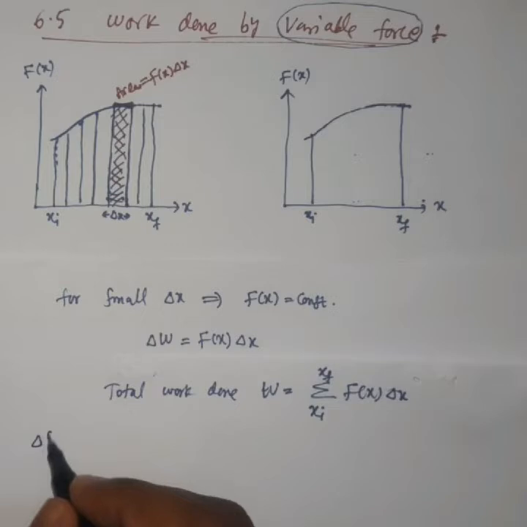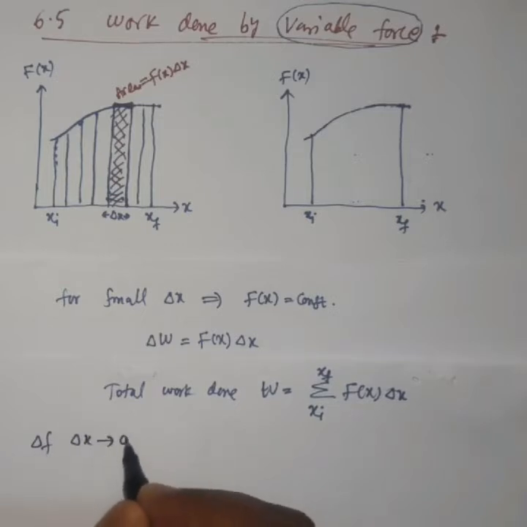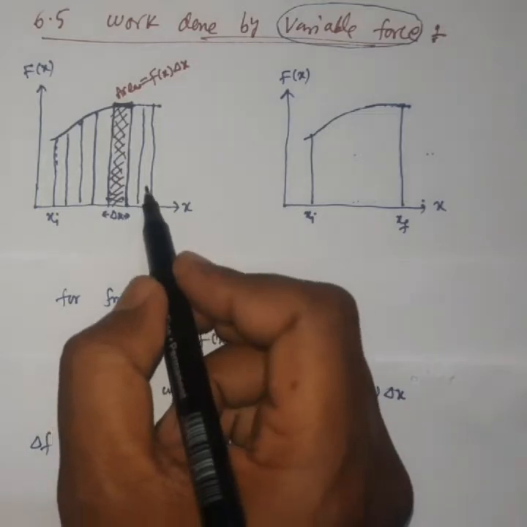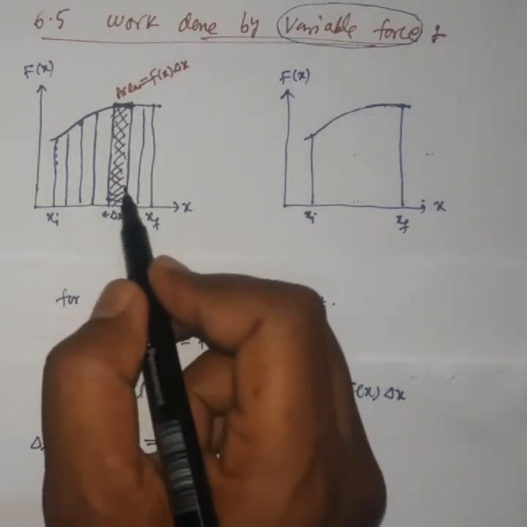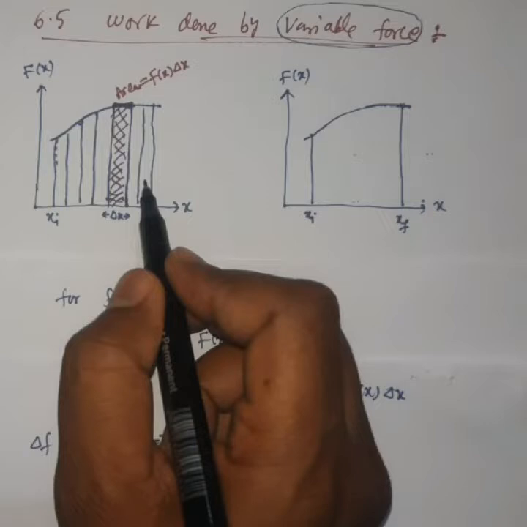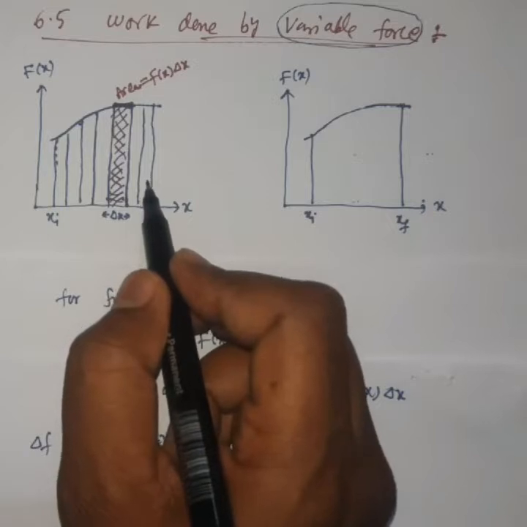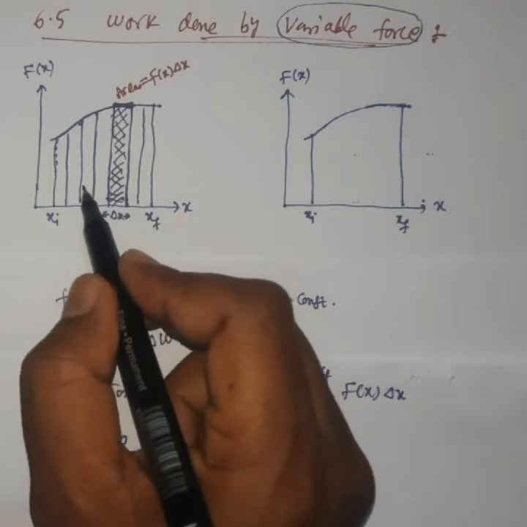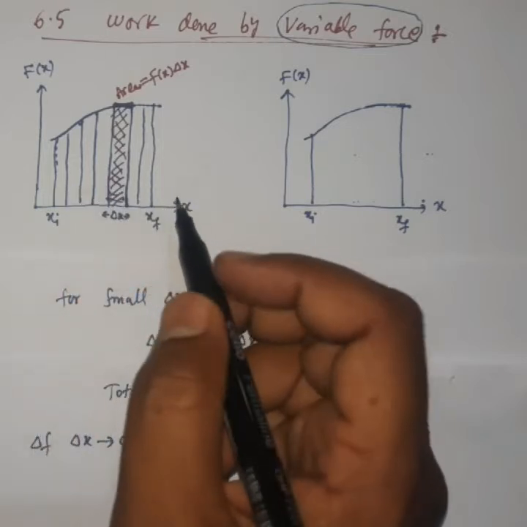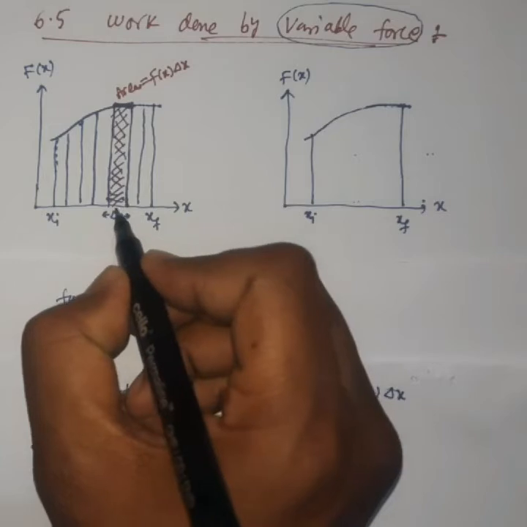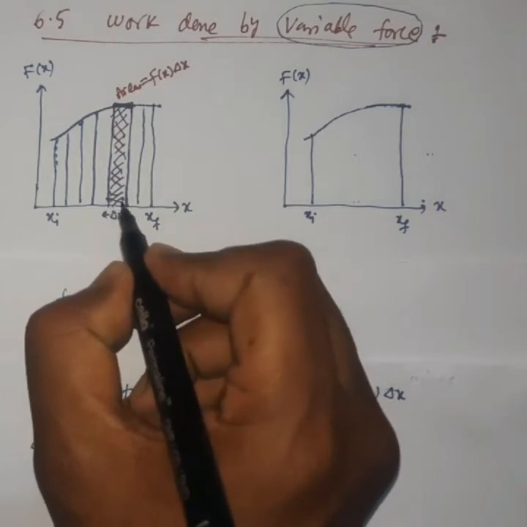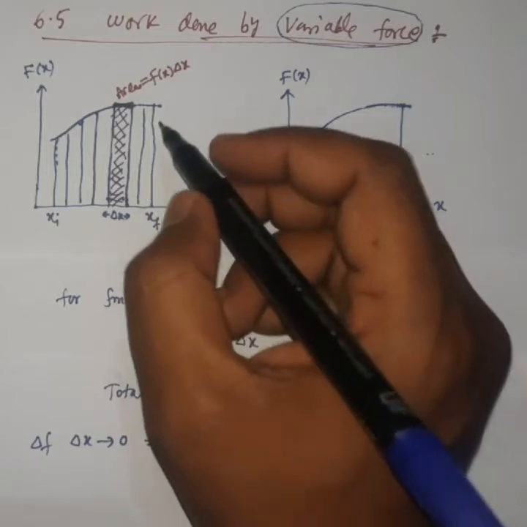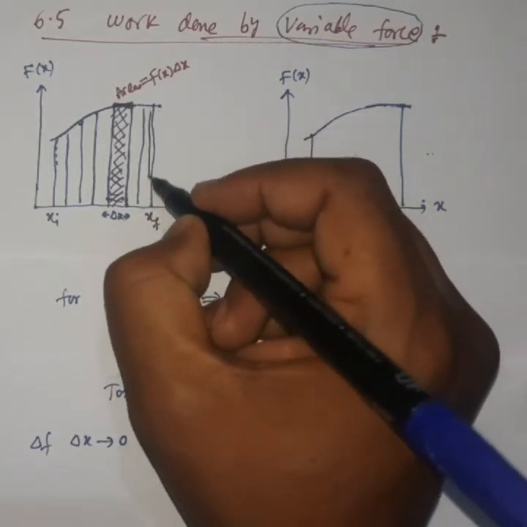So if del x tends to 0, what happens? If del x is small, the number of terms is countable, with discrete values. So here we can count 1, 2, 3. If del x tends to 0, what happens? The thickness of the rectangle tends to 0.